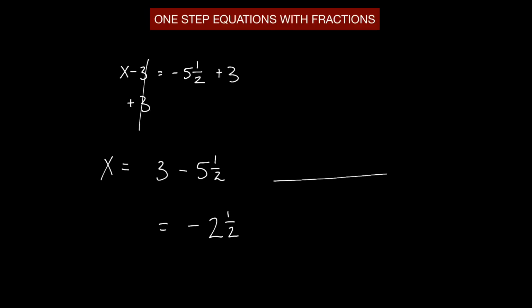Okay, if you think about your number line, here's the number 0. We have 1, 2, 3. Here's number 3. We're subtracting 5 1/2. So here's -1, -2, -3. We're subtracting 5.5, so let's start at 3. Subtract 1, 2, 3, 4, 5.5. Where do we end up? -2 1/2. So you could think of these things on a number line if that helps.